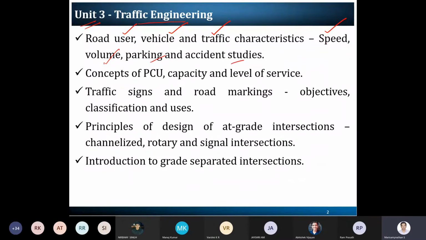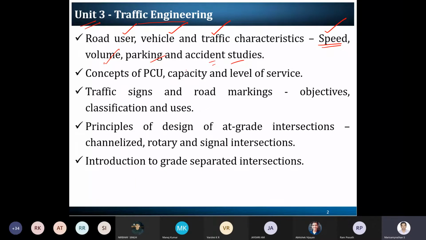When we talk about speed itself, it is a micro-level study. At the master's level, people study it, and various researches are happening on the individual parameters like speed, volume, parking and accidents. So all these four parameters you will try to understand from this third unit. I will give the basics and fundamentals, as well as an understanding of the various terms and conditions involved in those traffic parameters, in the first stage of the third unit.